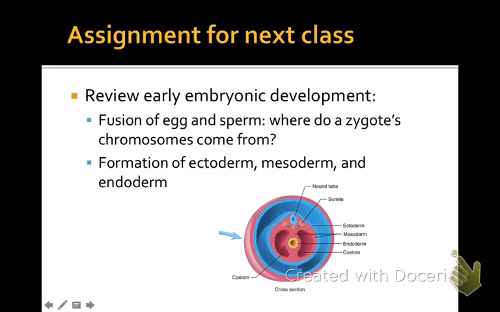So what do I need you to do before next class? Review early embryonic development. There are three specific things I need you to be familiar with: the three germ layers, the ectoderm, the mesoderm, and the endoderm. You're going to find this at the end of your book, not the beginning. It's back in the chapter on development, the last chapter of the book.